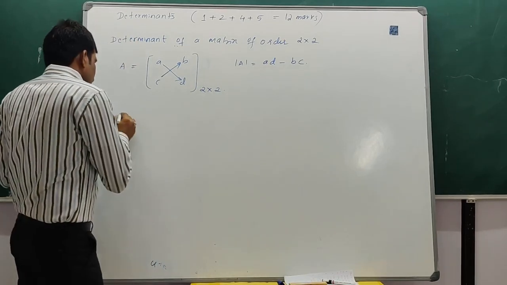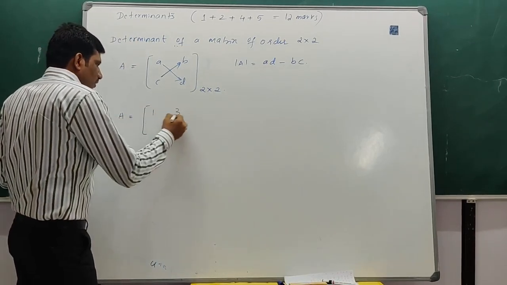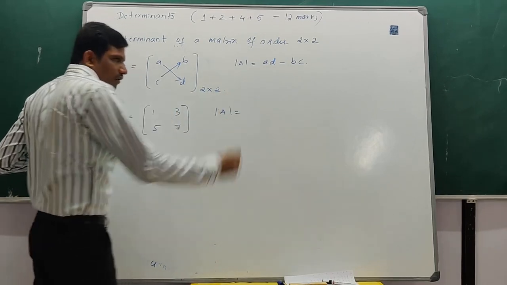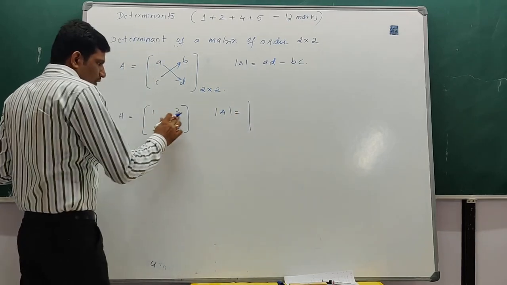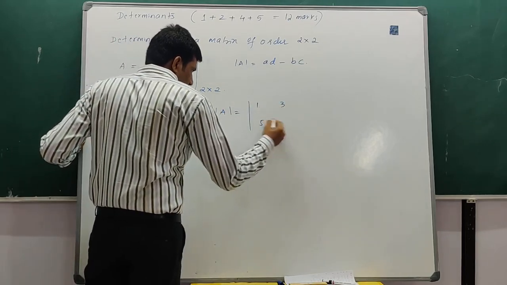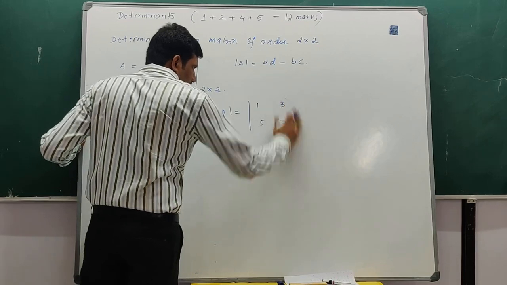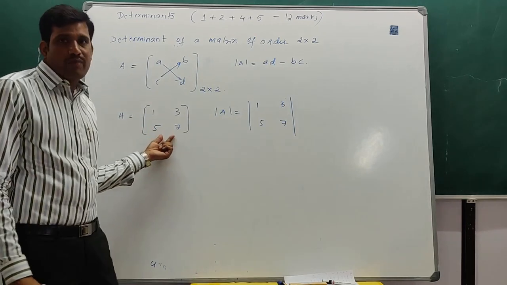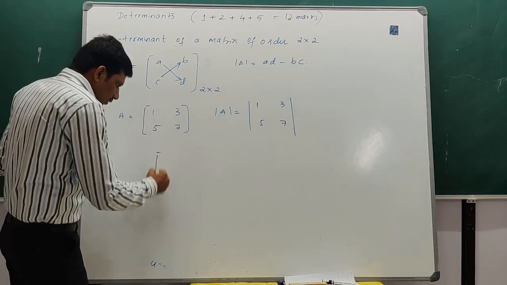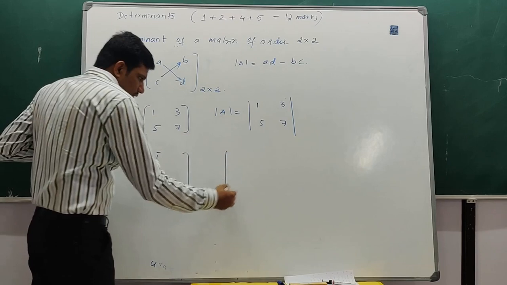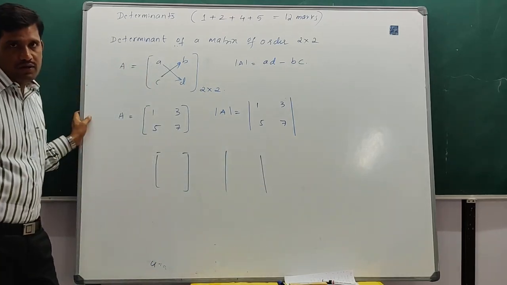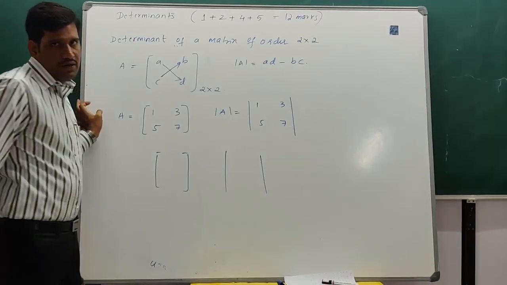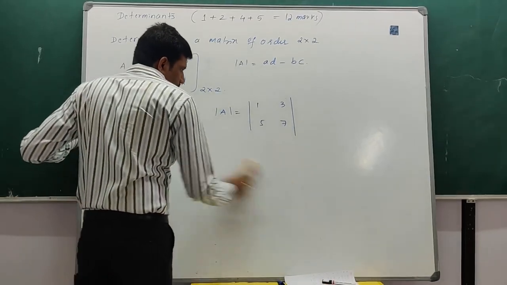So we will take some examples. Matrix A is equal to 1, 3, 5, 7. What is the determinant of A? It is the determinant of 1, 3, 5, 7. If you make vertical lines, that is a determinant. If you make a rectangular box, that is a matrix. So in the exam you should be very careful while representing a matrix and a determinant, right? So this is the determinant of A.